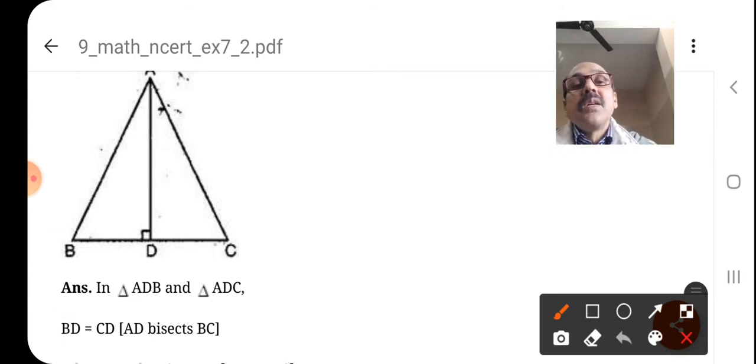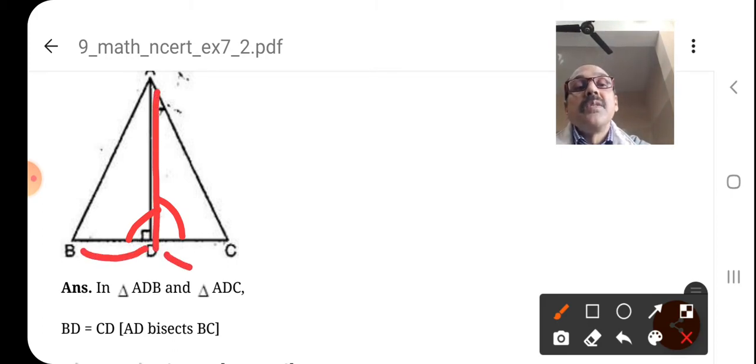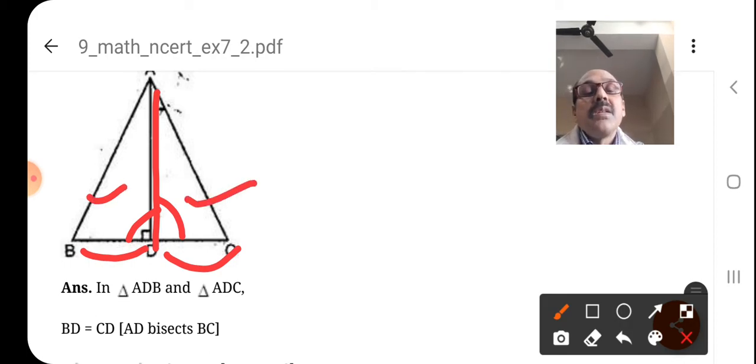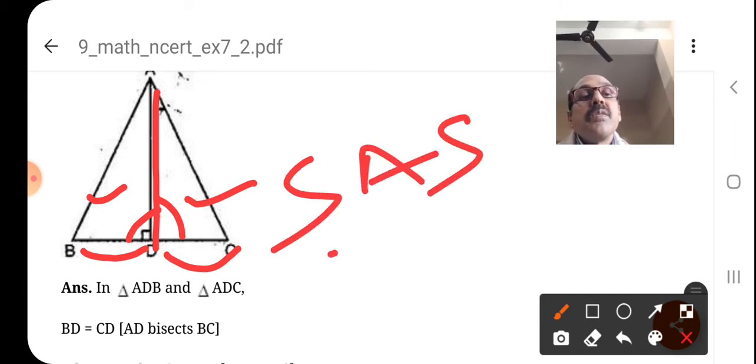First one is this is 90, this is 90. Second one is this is a common side, and this side is equal to this side. These three conditions. Okay. So now we can say this triangle and this triangle are congruent, by side angle side, SAS, by side angle side rule.